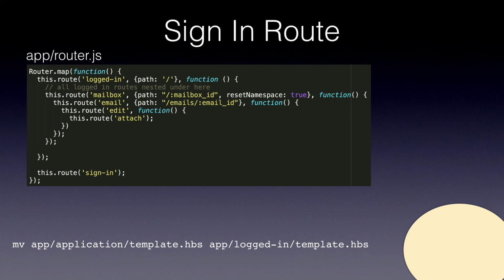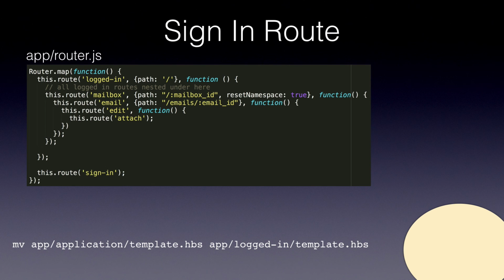But it's much easier to just add an invisible parent route. So in this example, I'm using the logged in route, and I'm giving it a path of /, so it won't show up in the URL at all. And I'm nesting all of the other routes that I defined previously inside it. And I'm using the reset namespace true option because I'm lazy.